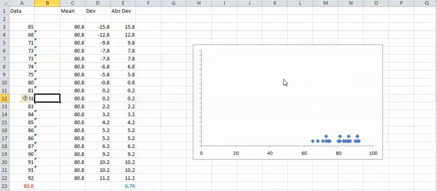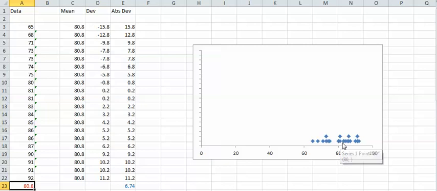So now I'm going to explain these other columns over here. What I did first was I calculated the mean of the data in Excel. Excel was able to give me the mean of the 20 exam scores. It just added them and divided the total by 20. So the mean exam score is 80.8. If we look at this graph right here, we can see that it makes sense that the mean would be 80.8 because 80.8 is about at the center of the exam scores.